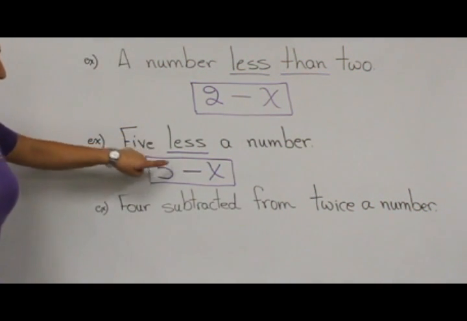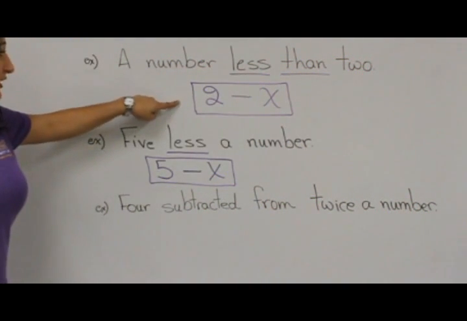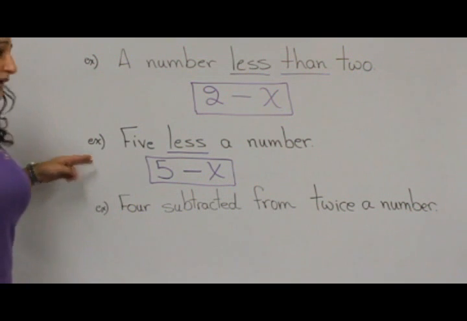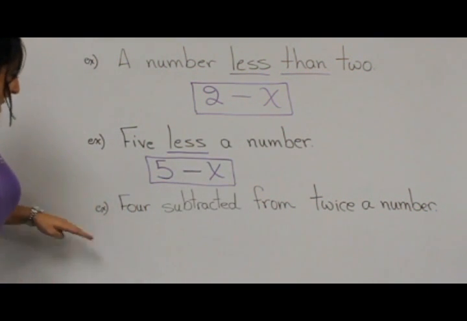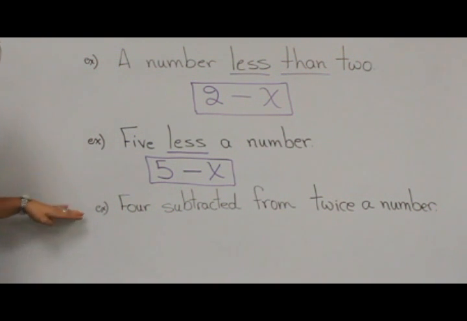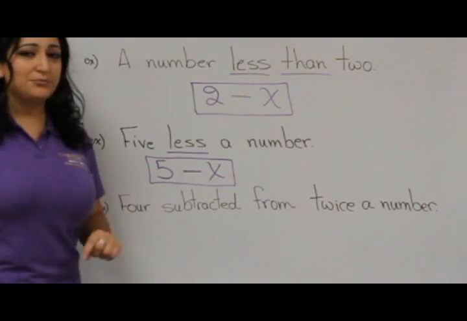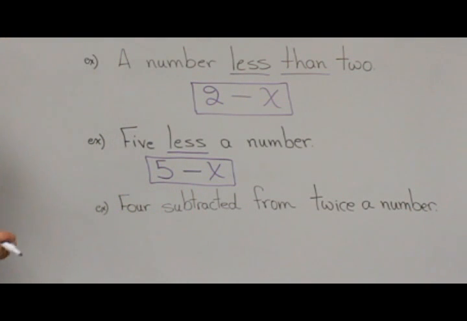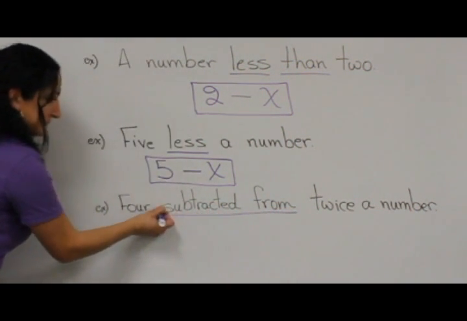So if you have less, you will treat it differently than you will less than. So less than, we construct it backwards. Less, you would write it in the same way as you are reading the expression. Okay, we'll leave the challenging one till the end here. So again, I would like you to take a few moments to try that one on your own. 4 subtracted from twice a number. So look for the keywords. Subtracted from is one of them.